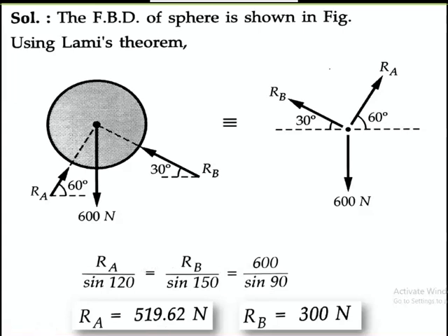Similarly, RB: you equate RB divided by sine 50 is equal to 600 divided by sine 90. Sine 90 is 1. So RB is 600 into sine 50. 600 into sine 50 is 300 Newton. This is how we will solve one sphere problems on equilibrium.